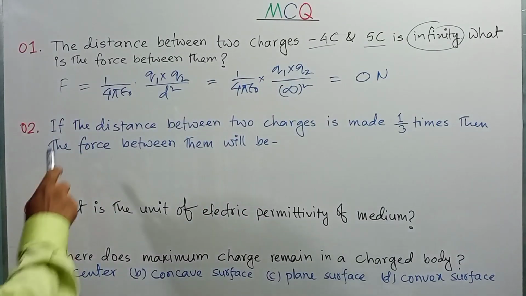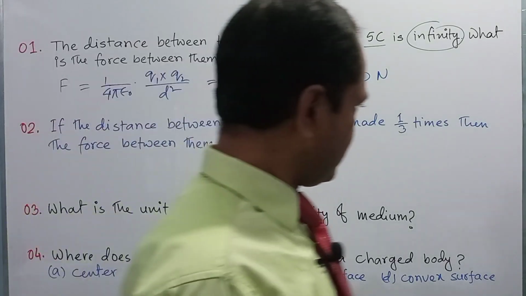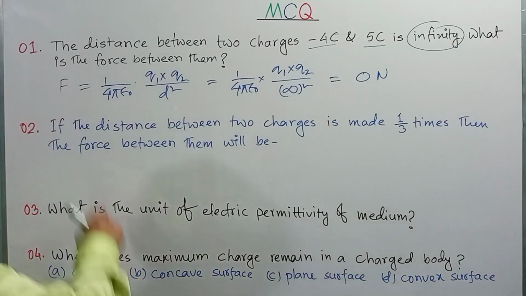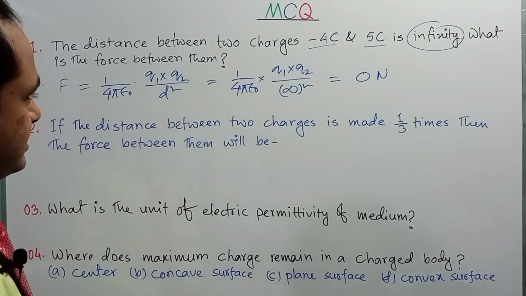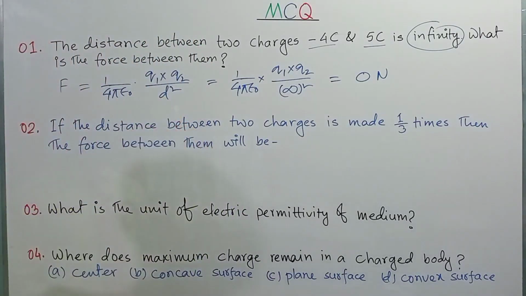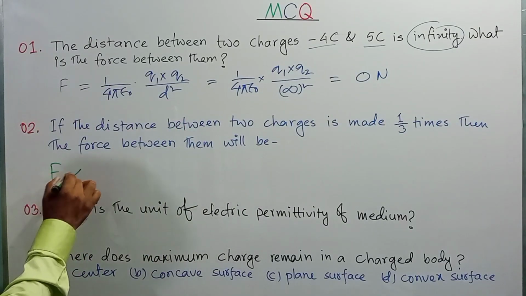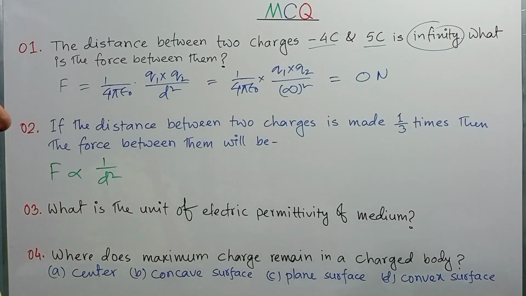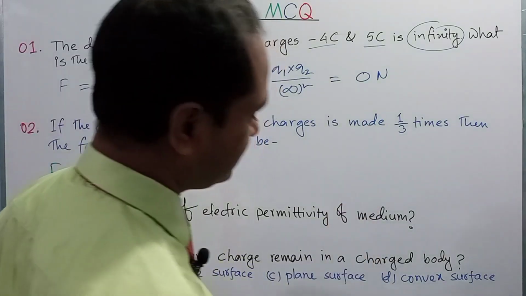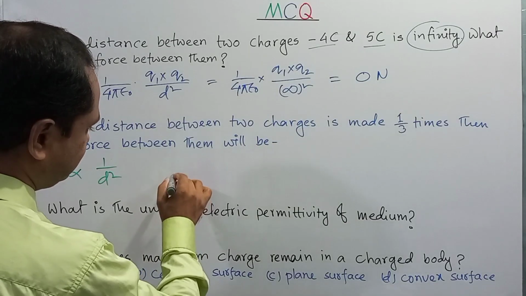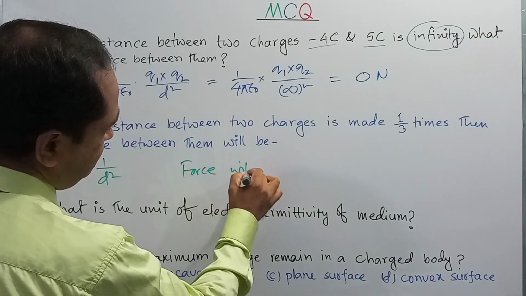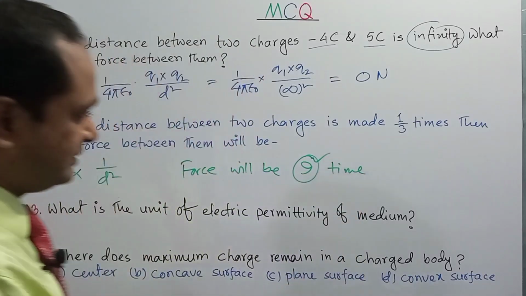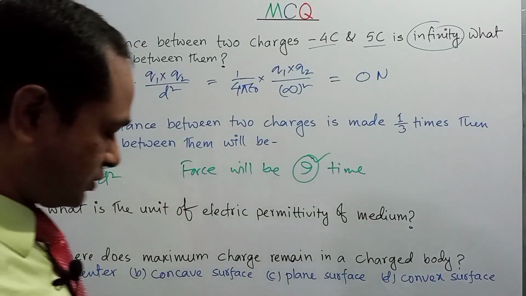In our second question, they said that if the distance between the two charges is made 1 by 3 times, then what will the force between them be? From the previous expression, force depends on the amount of charges and the distance between the two charges. So from the expression we can write that F is proportional to 1 by d square. So analyzing this expression, we can say that if the distance is made 1 by 3 times, the force will be 9 times, right? So this is the correct answer for this question.